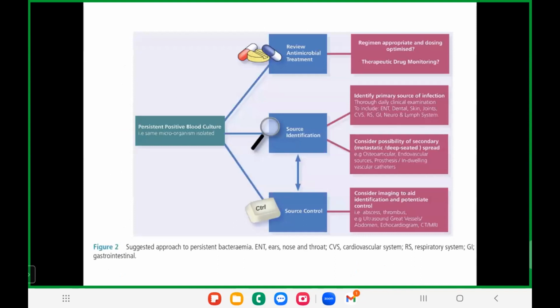So the next most important question is when we encounter a persistent positive blood culture. You are giving antibiotics, you are giving sensitive antibiotics, but again the cultures are getting positive. Like last time we had 3 blood cultures positive for fungus. We gave the same sensitive antibiotic, but still no response.